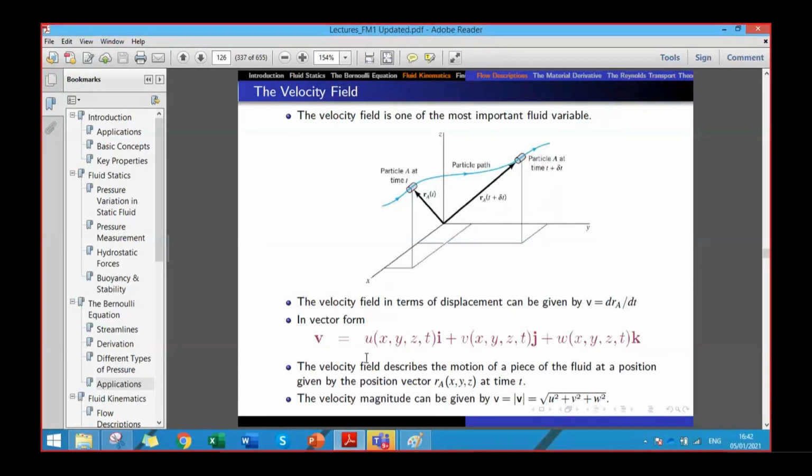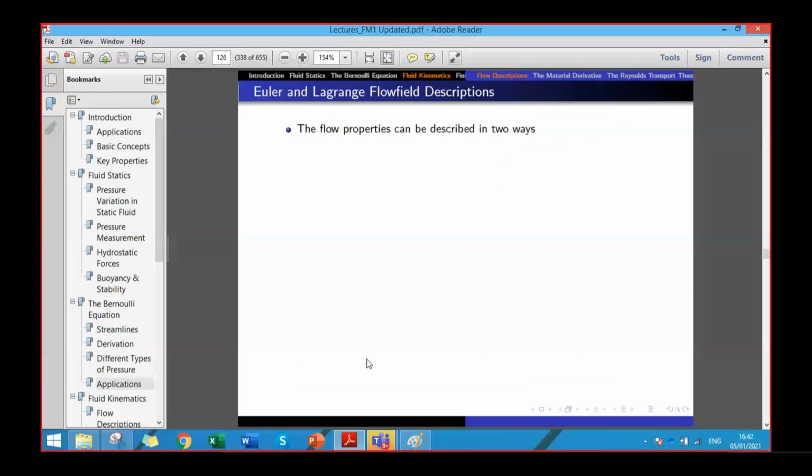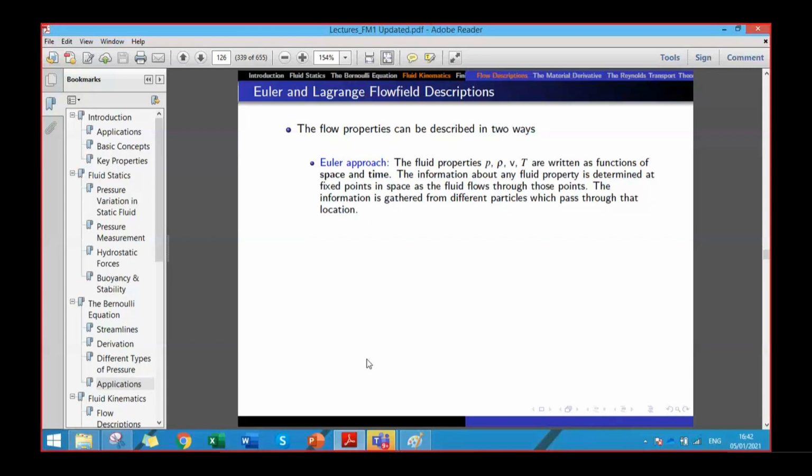Okay, sir. Now, in order to define flow field, there are two types of description. We need to be sure which type of description is being used. There can be Euler description and there can be Lagrange description. The Euler approach is that the fluid properties are written as a function of space and time: x, y, z, and t.